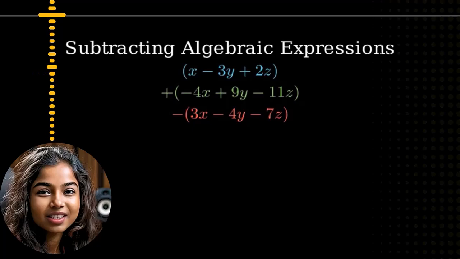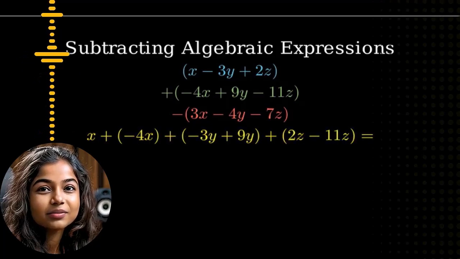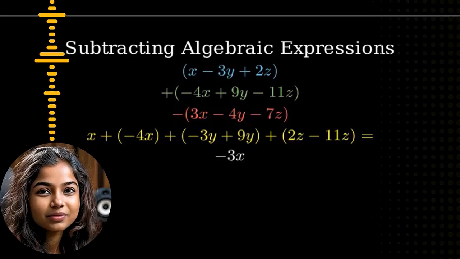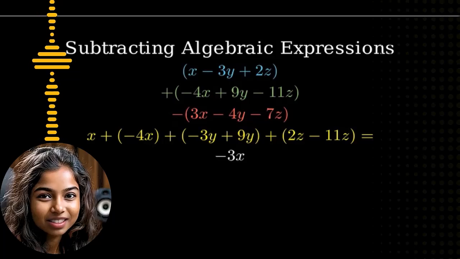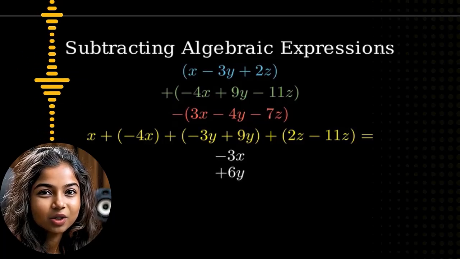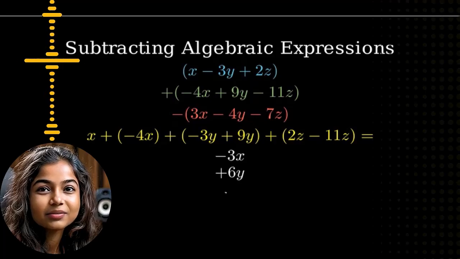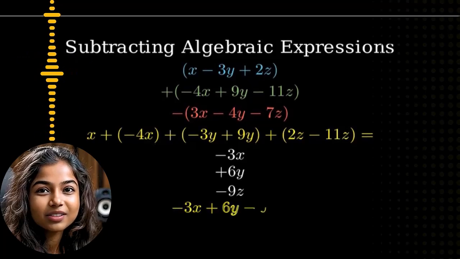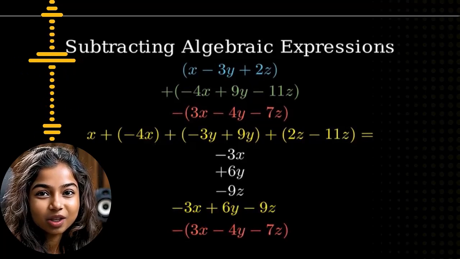Let's first find the sum of the first two expressions. When we add these together, we combine like terms. Looking at the x terms, we have x plus -4x, which gives us -3x. For the y terms, we have -3y plus 9y, giving us +6y. And for the z terms, we have 2z plus -11z, giving us -9z. Now we have simplified the sum to -3x plus 6y minus 9z.